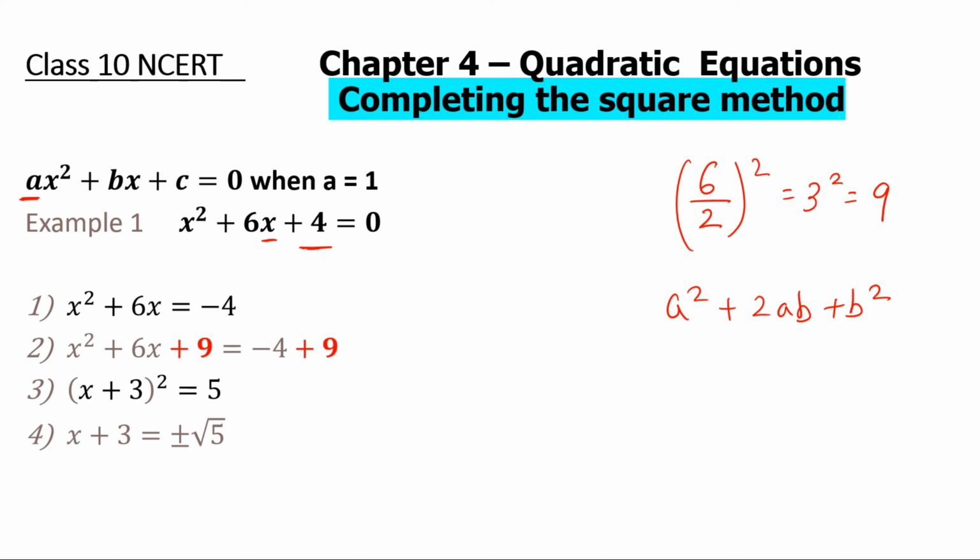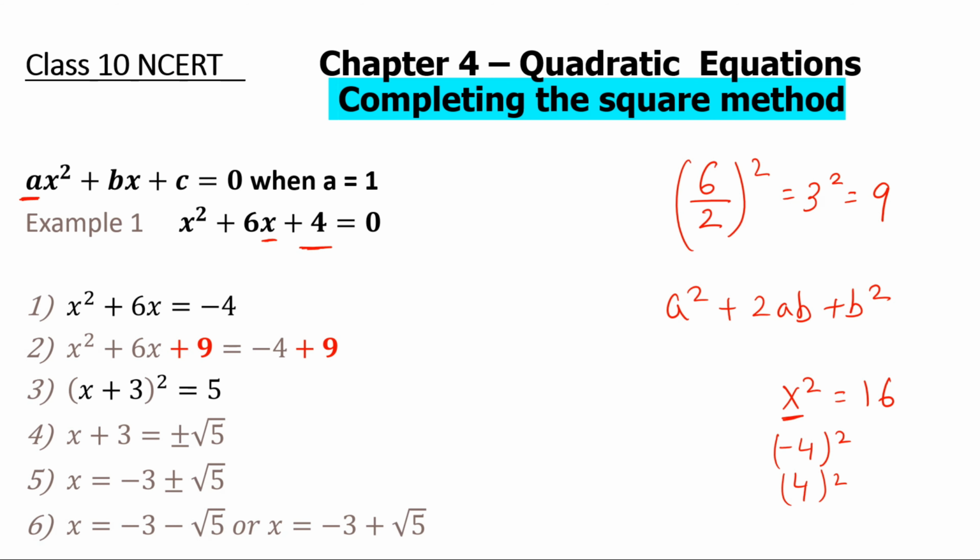Whenever you take square root, always put a plus and minus sign. That's because, see, if you have something like x squared equals 16, right? Now x can be either minus 4 or 4, because minus 4 squared is 16 and 4 squared is also 16. So it can take up two values. So always put a plus and minus sign. Next, we just take the 3 to the other side. So our solution is minus 3 minus root 5, or it could be minus 3 plus root 5.